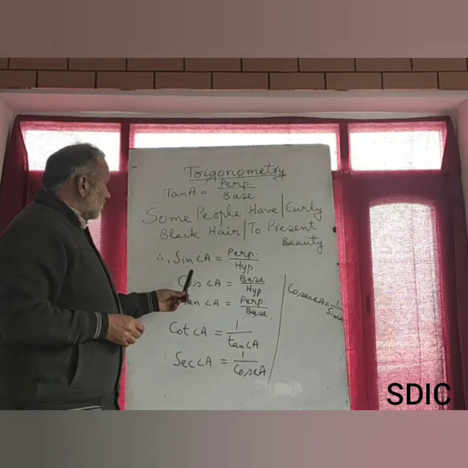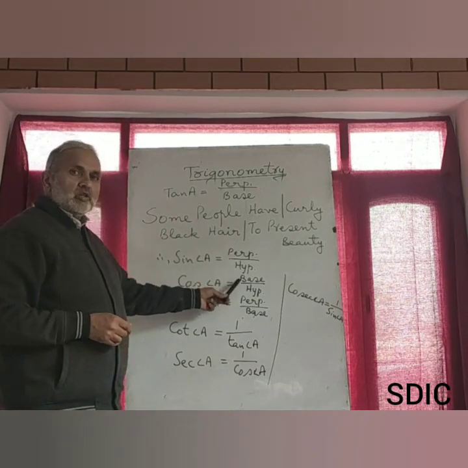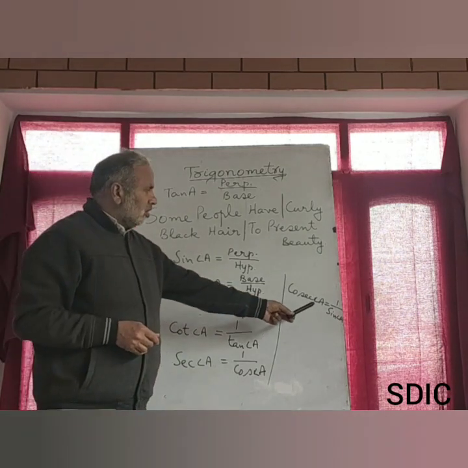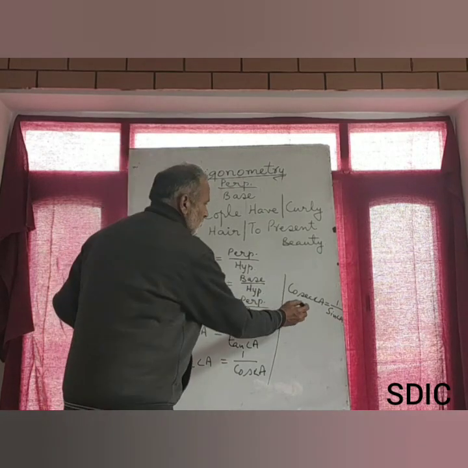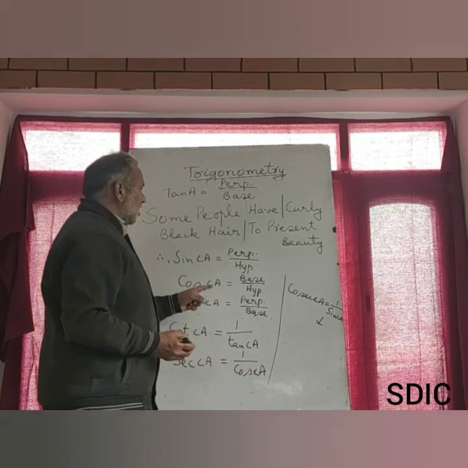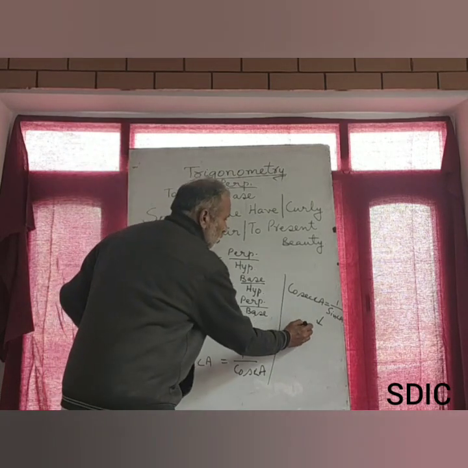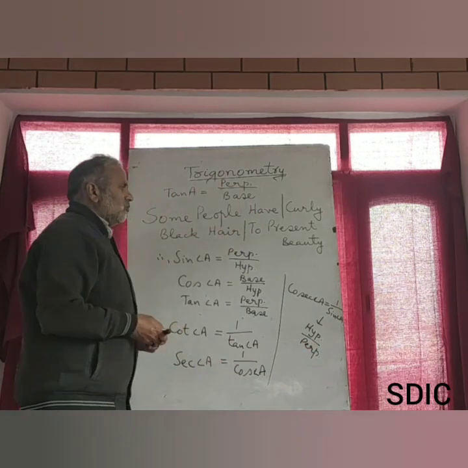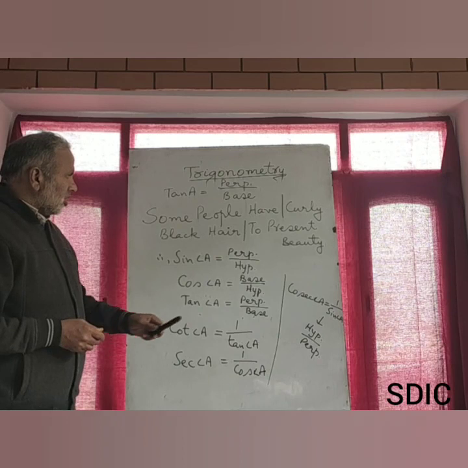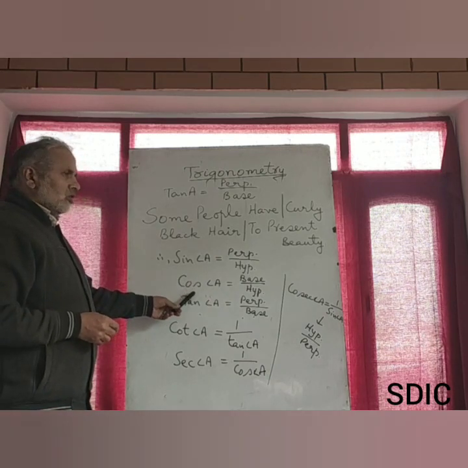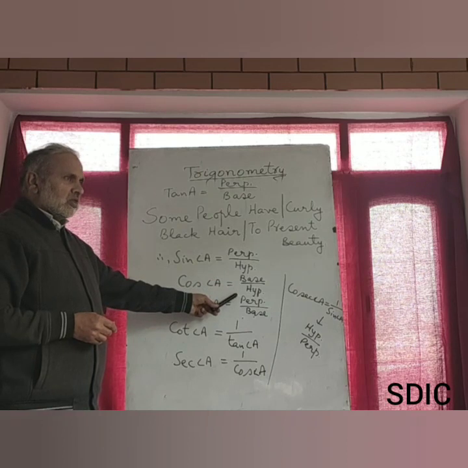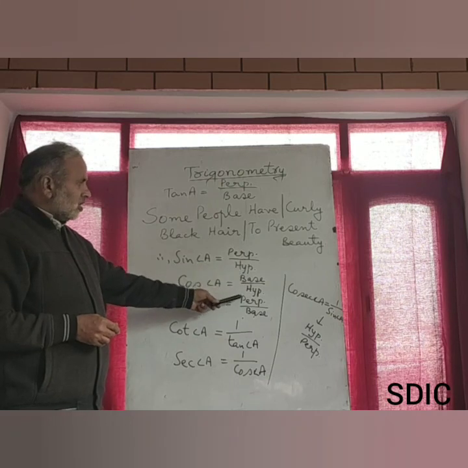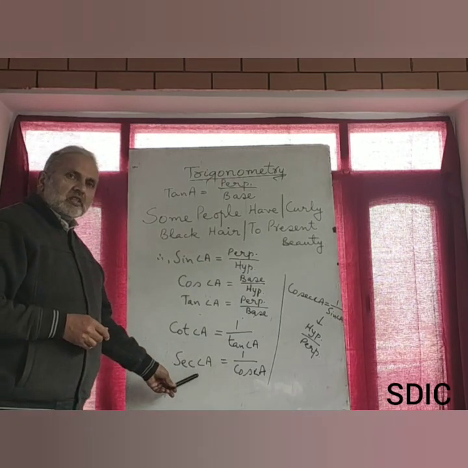Well, knowing that sine is perpendicular by hypotenuse, therefore cosec will become the reciprocal of sine, means it will be hypotenuse by perpendicular. It is the reciprocal of sine. Likewise, cos is defined as base by hypotenuse, and the reciprocal of base by hypotenuse will be hypotenuse by base. This will give us the definition of sec.